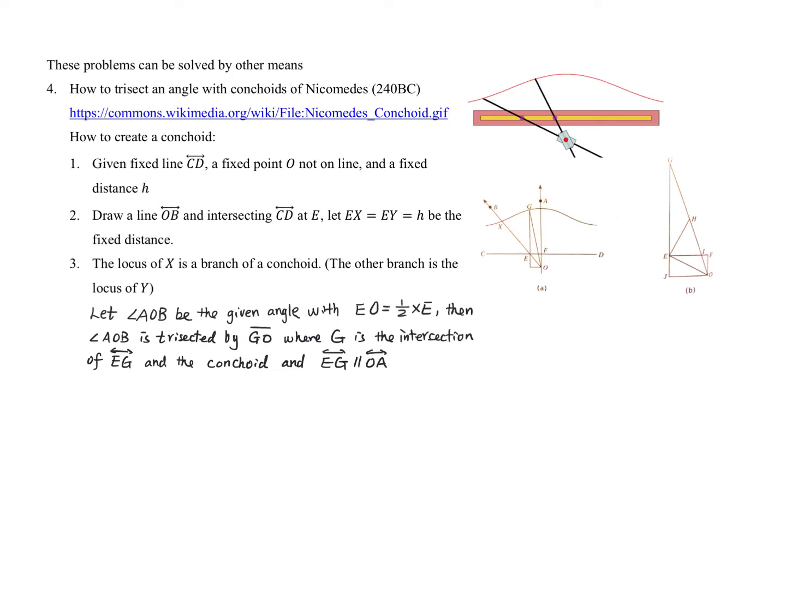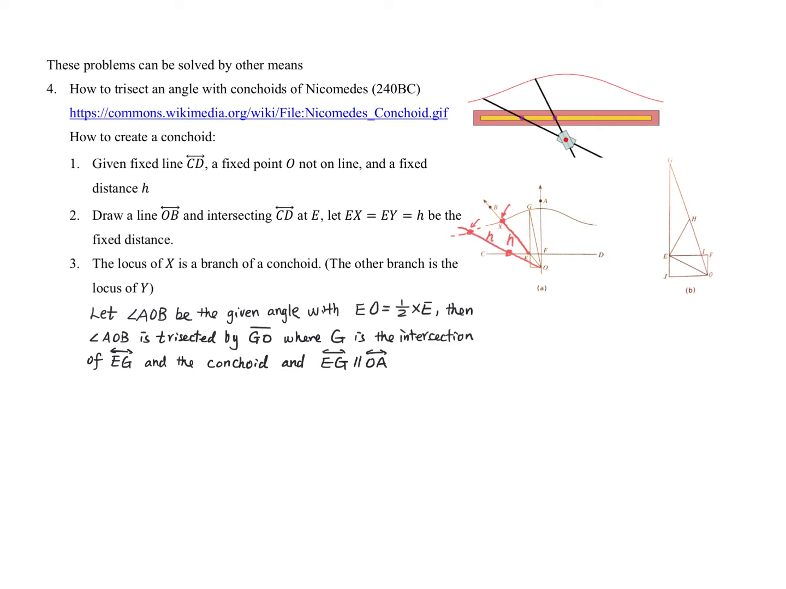This H is used to determine, from here to here, this is H, and you keep track of this point X. At different locations, like when this is here, you make sure that this is H. Then this is a point on the conchoid. That's how we determine those points on the conchoid.